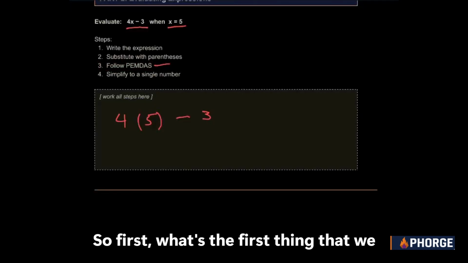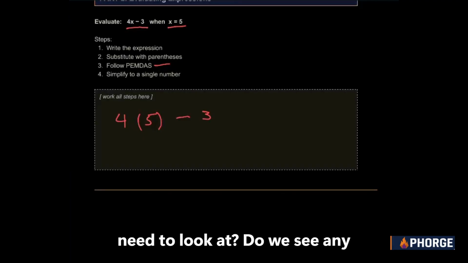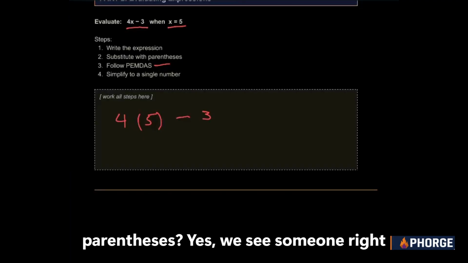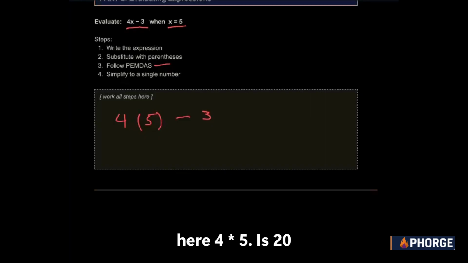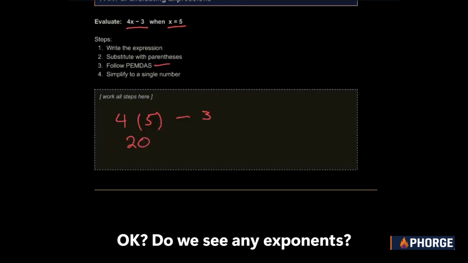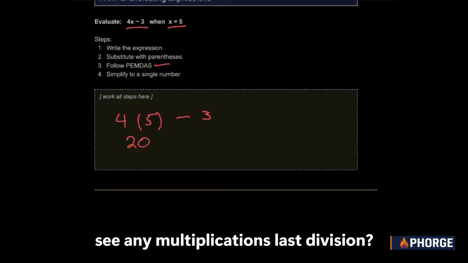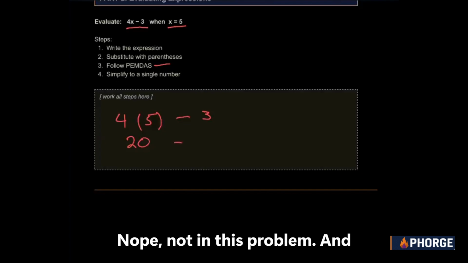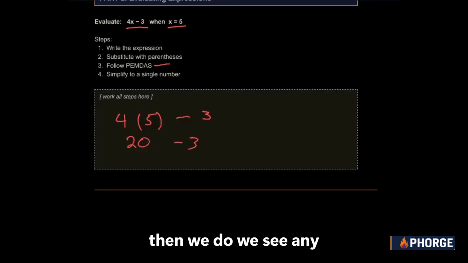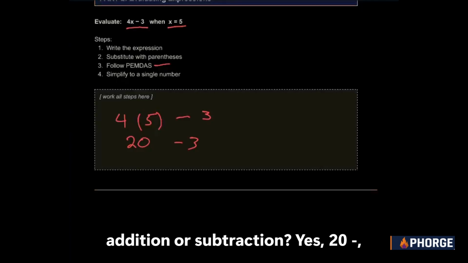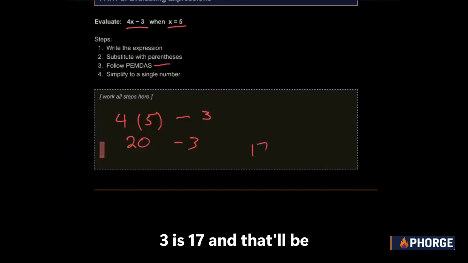So first, what's the first thing that we need to look at? Do we see any parentheses? Yes, we see some right here. 4 times 5 is 20. Okay. Do we see any exponents? Not in this expression. Do we see any multiplication or division? Nope, not in this problem. And then do we see any addition or subtraction? Yes. 20 minus 3 is 17, and that'll be your final answer.